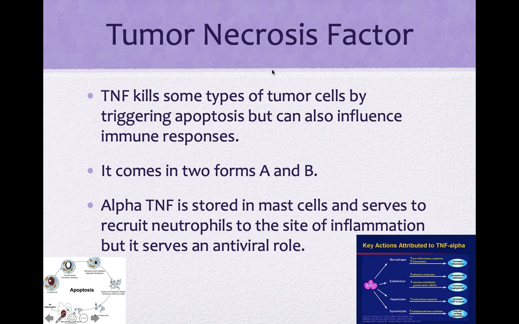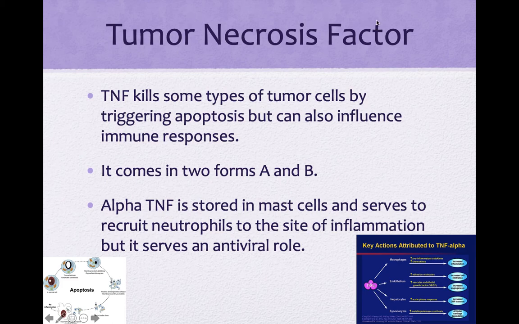Tumor necrosis factor is going to trigger cells to kill themselves. This is programmed cell death, apoptosis. Essentially what happens is the cell destroys its own nucleus and then packages away all of the important cellular components, destroys those as well, and then self-destructs.